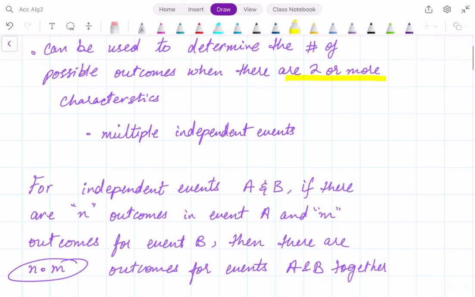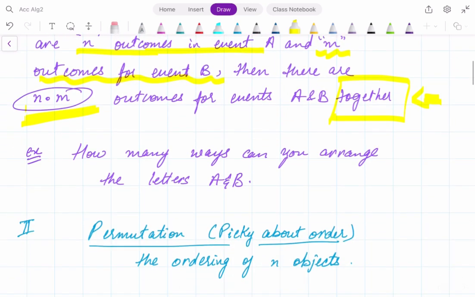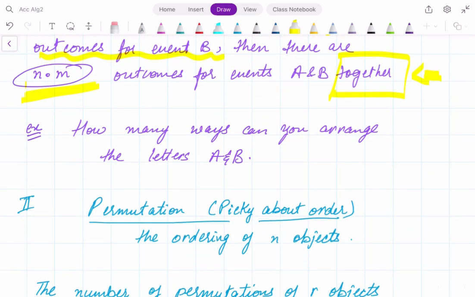Keeping that in mind, for instance, we have two independent events, A and B, and the outcome for A is N and the outcome for B is M. To find the total number of outcomes, I can multiply N times M, because they are two different independent events. So N times M outcomes for events A and B all together. For example, how many ways can you arrange the letters A and B? That is a case of the fundamental counting principle.